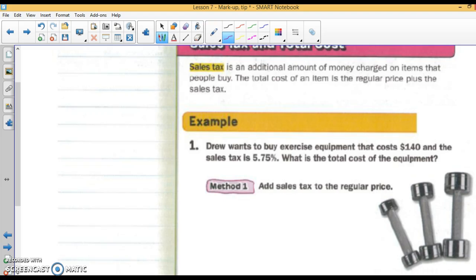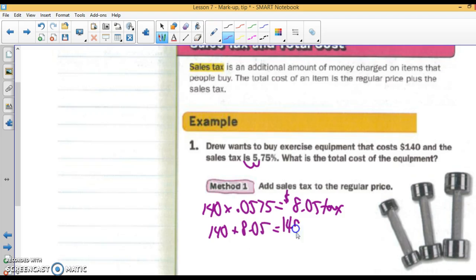Method 1 is what we have been doing all year. So, if it costs us $140 times, move the decimal 2 places, 0.0575, because for a percentage decimal, you move it 2 places. So 5.75% of 140 multiplied, you get 8.05. That's the tax. Tax makes it cost more, so I'm going to take 140, add the 8.05, and get 148.05. That's my total cost. And we have been doing that all unit long.